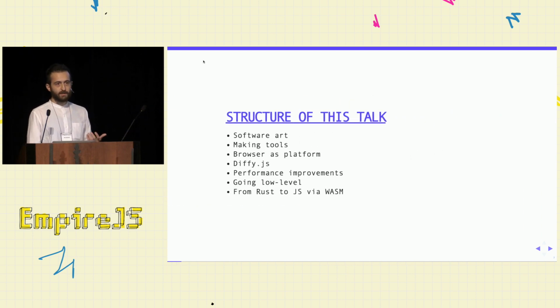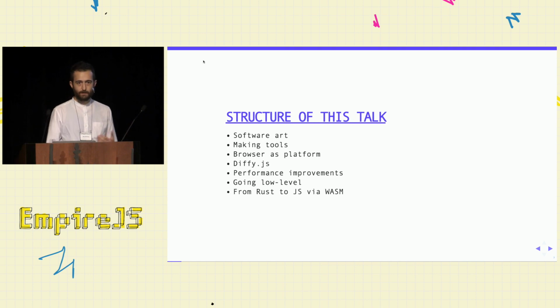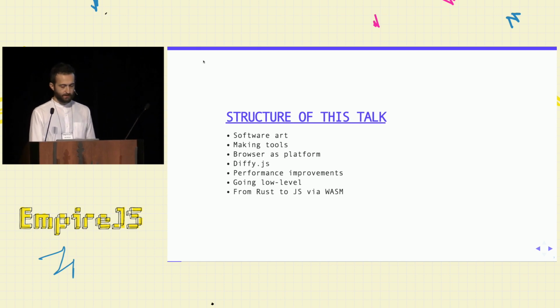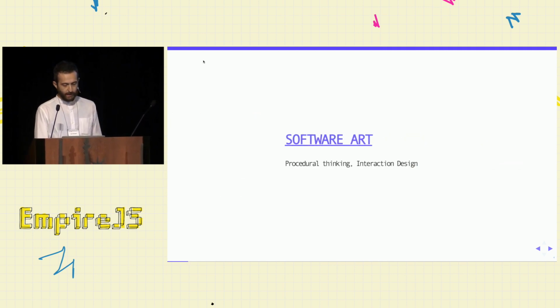So I usually like to open my talks with a little bit of a structure so that you know what to expect. I'm going to open with a little bit about software for art, writing tools as software authors to make art, thinking about the browser as a platform to create interactive experiences, Diffy.js, which is a library that I've been actively working on, performance bottlenecks, and how Rust and WASM can help solve for those things.